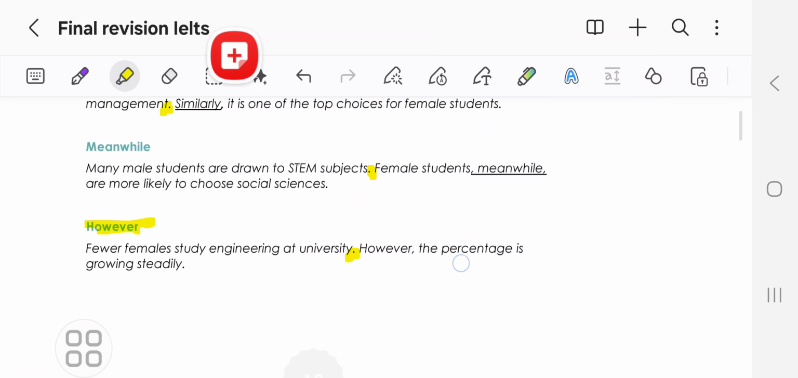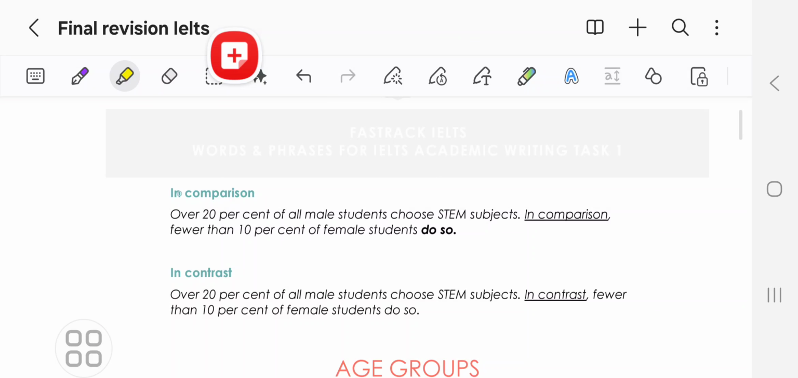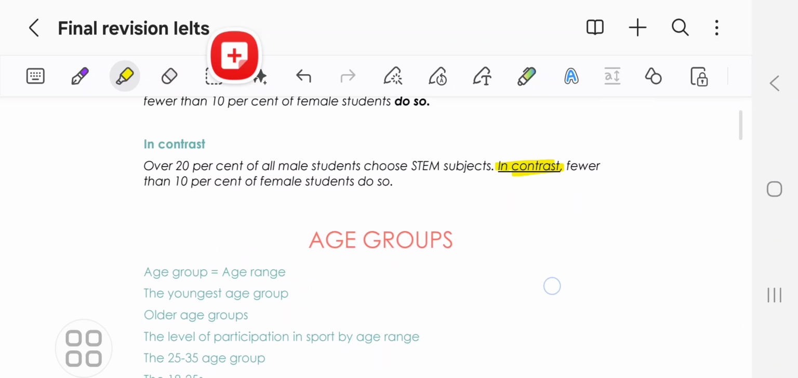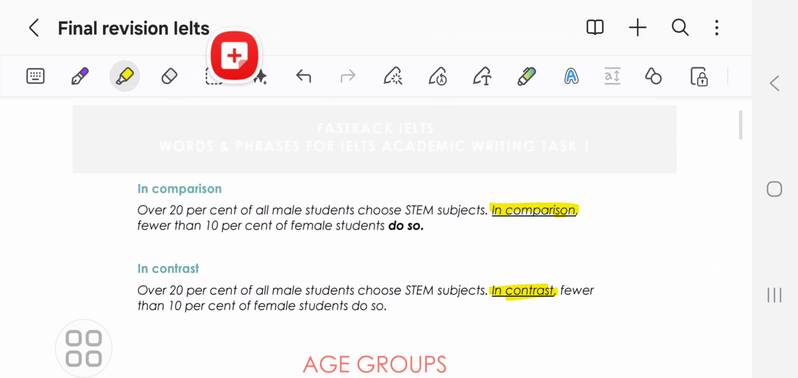That's clear, and you have "in comparison". One sentence you completed: over 20% of the male students choose STEM subjects. Full stop. In comparison, comma, fewer than 10% of the females do so. So in comparison also you have used it here. Then "in contrast" you will use as well. Over 20% of all the male students choose STEM subjects. In contrast, comma, fewer than 10% of the female students do so. That's the thing.